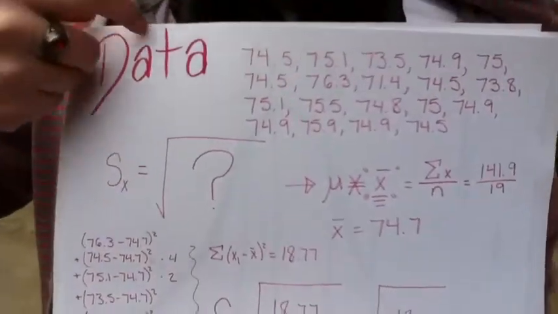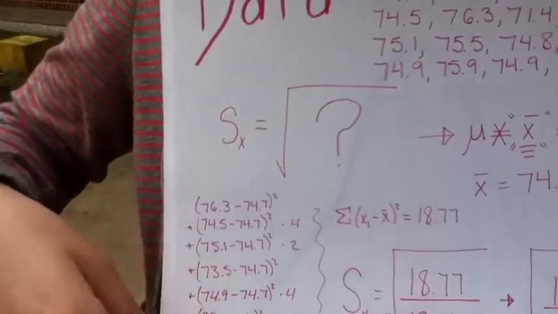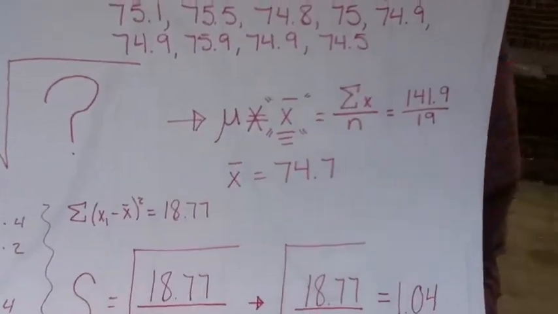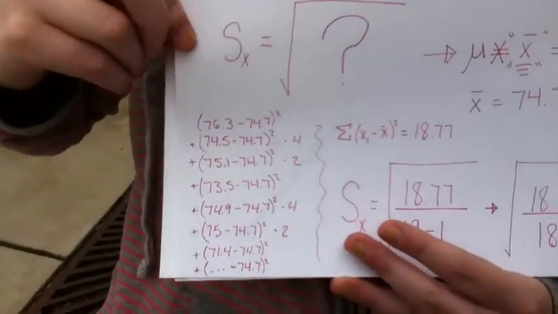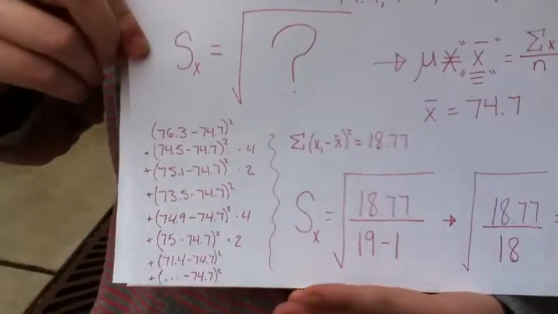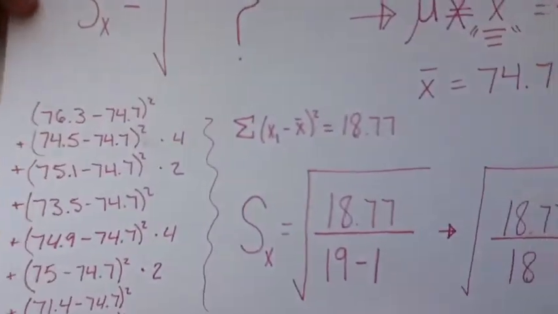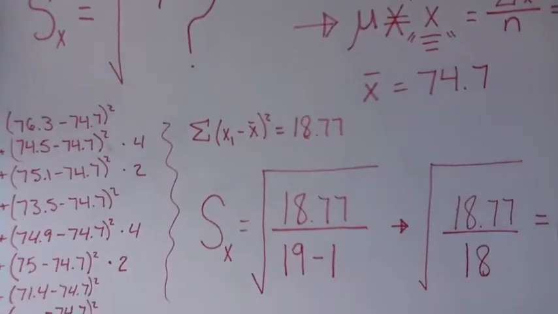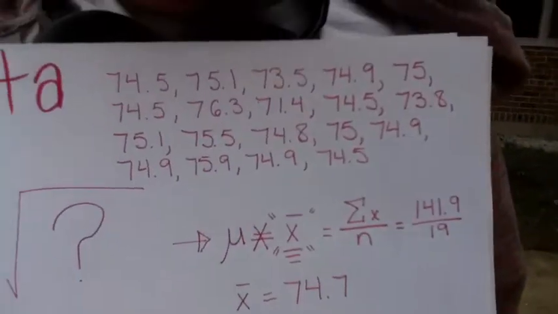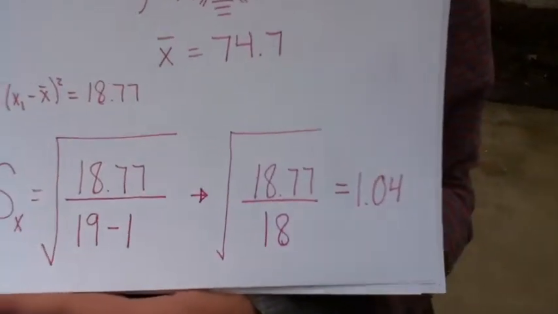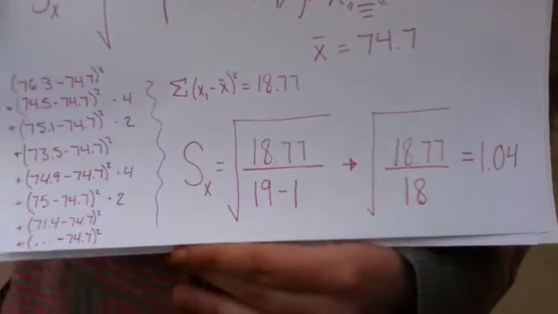Here's an example of a data set. Here's all this jumble of data, and since we don't know anything to put into it, we need to find the mean. The mean turned out to be 74.7. Then, trying to get the sum of the data points minus the mean, squared, you have to go through all this work, and through that work, it's 18.77. Then you plug it into the equation, and you put 19, since that's the amount of numbers, minus 1, which is 18, and then the total of the sample standard deviation is 1.04.